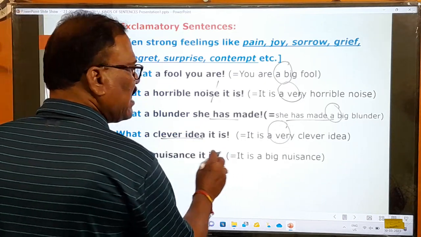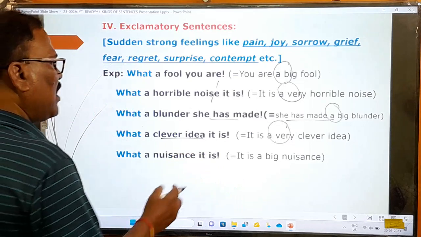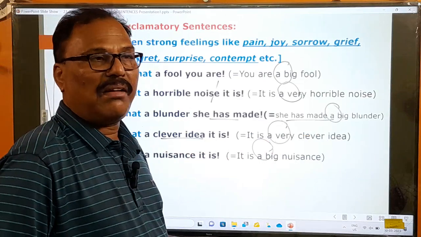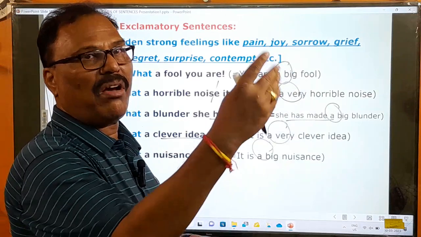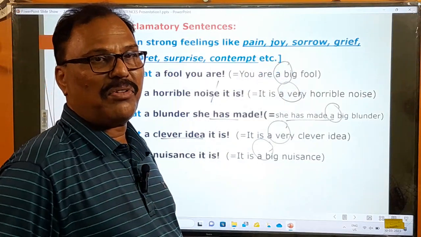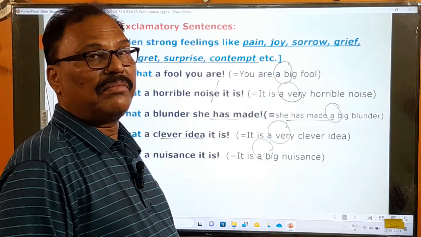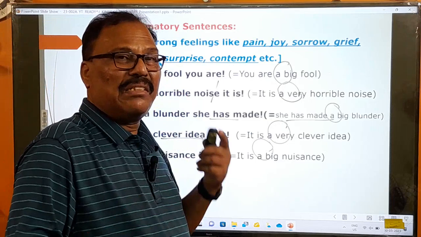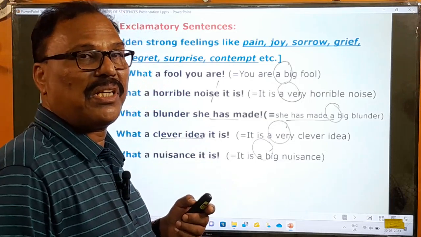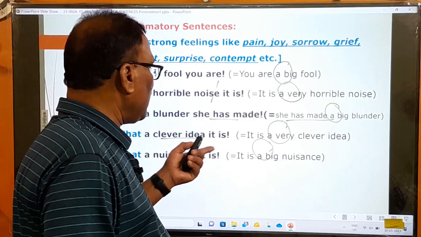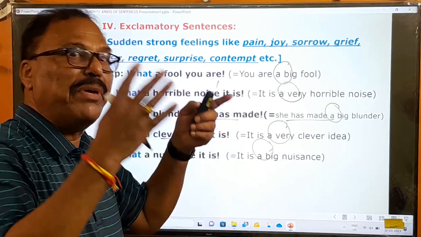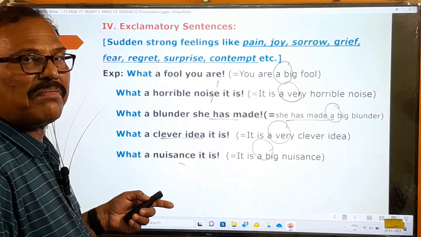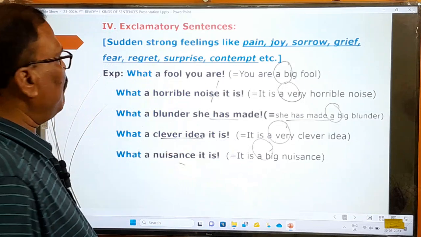What a nuisance it is. It's a big nuisance. A borewell digging keeps going on while you are preparing for the interview next day. But what do you say then? What a nuisance it is. Tomorrow I have an interview to attend. That means it's a big nuisance. That's why this kind of exclamation of surprise, strong feeling of surprise.